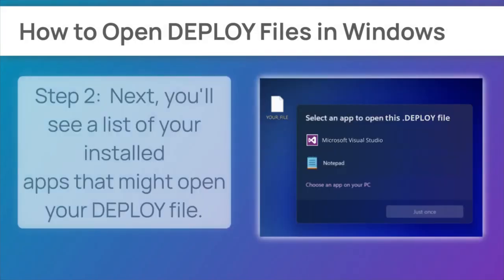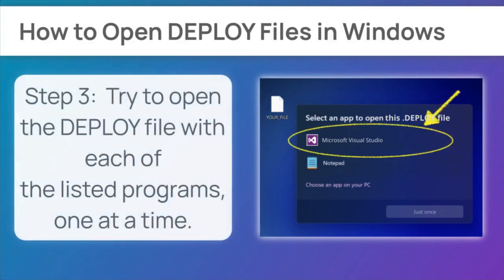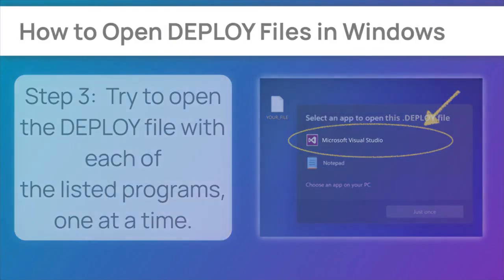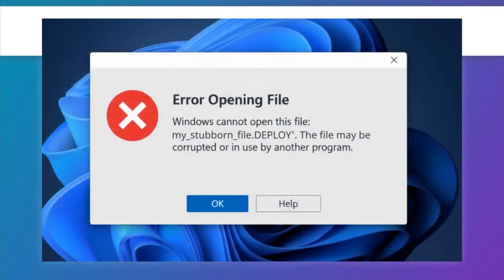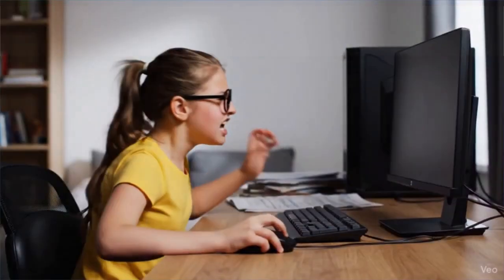Right-click your deploy file and choose Open With. If Microsoft Visual Studio is there, test it now. If not, choose another application. Keep going until the deploy file opens. If the deploy file hasn't opened yet, take a breath. If the file is still stuck, the issue requires confirmation.